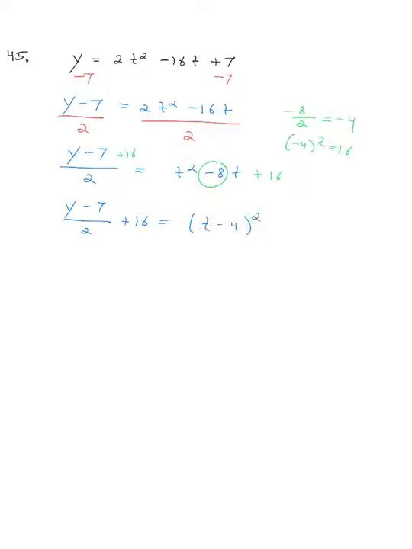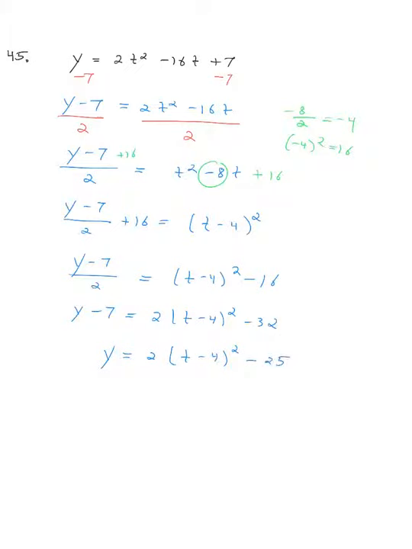I'll now subtract 16 from both sides, multiply both sides by 2, and then add 7 to both sides. The vertex for this equation is going to be 4, negative 25.